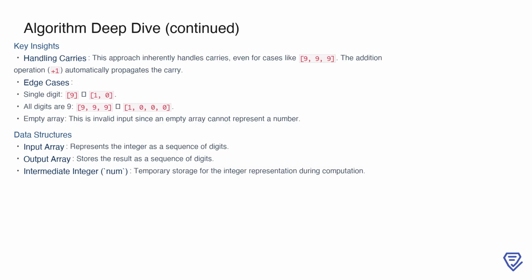From a data structure perspective, our input is an array of digits, and the output is also an array of digits. The intermediate integer, number, is used as temporary storage during the conversion process, allowing us to work efficiently with the number before returning the result.